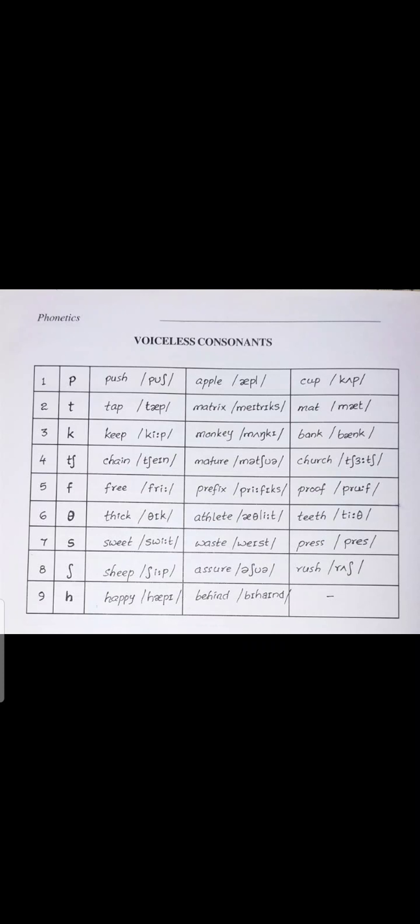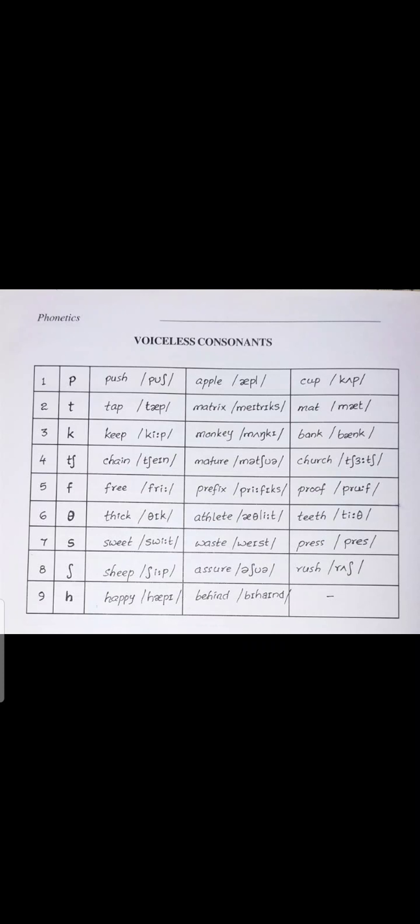The sixth voiceless consonant sound is "th". In the initial, thick. In the middle, athlete. In the final position, teeth.